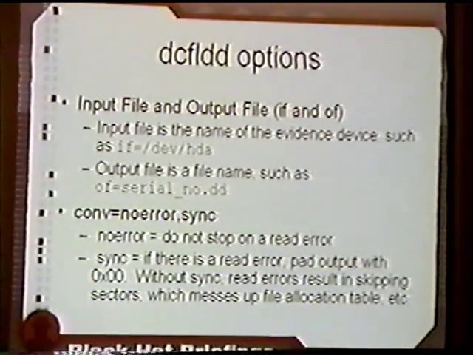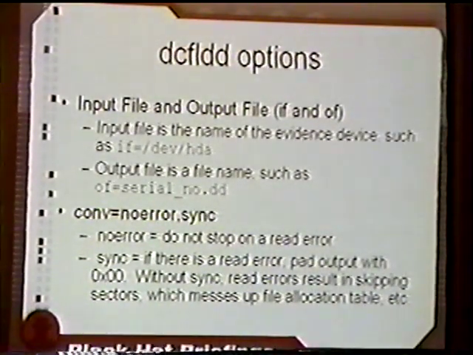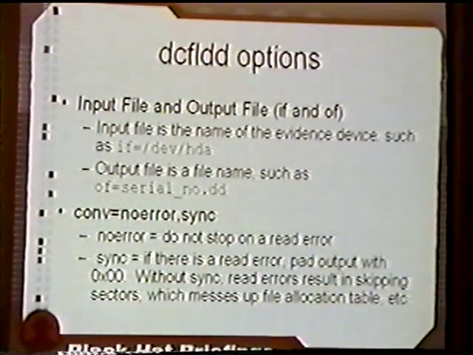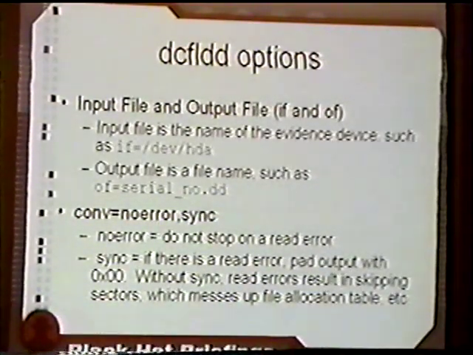But along with noerror, you need to specify sync, because normally if it comes across a read error, so it reads 0, 1, 2, 3 on the original drive, it can't read number 4, then it just kind of skips over that and goes to 5, 6, 7, 8. So on your output, what used to be at 5 is now at 4. It's sector 4. So it basically shifts everything over. You end up with a smaller output file than your input file, and of course messes up all sorts of things like file allocation tables and partition tables and other stuff. So it's important that when you use noerror, you need to use sync as well.